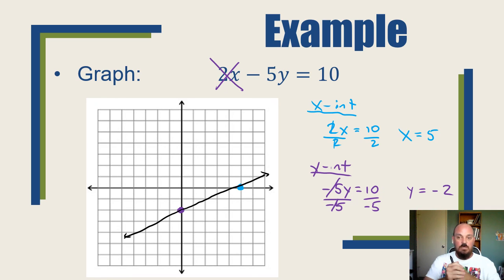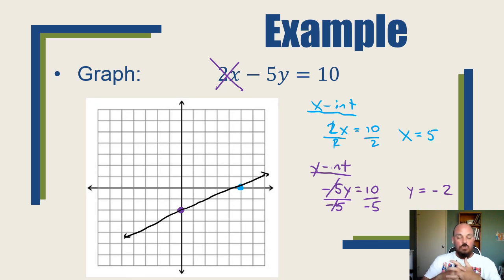If you're looking at a problem in a book or you have it written down on your paper, just one at a time, cover up the x part and solve for y. Cover up the y part and solve for x. And then that gives you your intercepts and you draw a line right through them. So that's what we're doing today. We're starting the process of graphing lines.